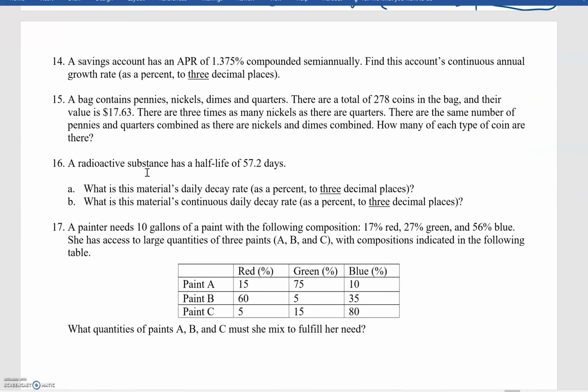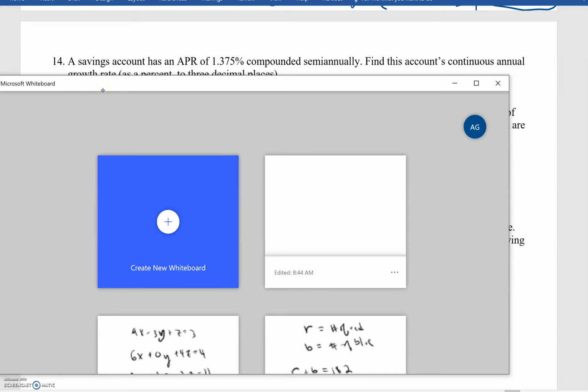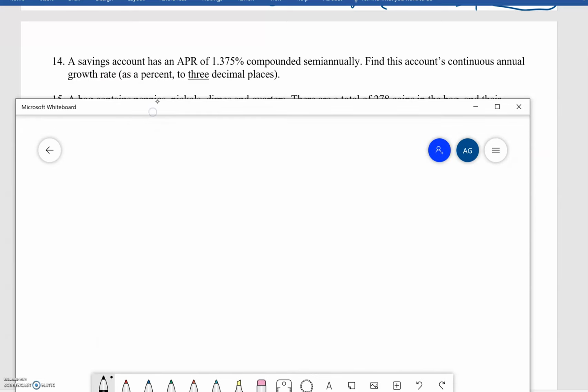A savings account has an APR of 1.375% compounded semi-annually. Find the account's continuous annual growth rate. So for this one, we've got a couple of things going on. We're going to have to use the compounding formula for semi-annual, and then we have to convert this somehow to a continuous rate. So I'm going to begin with the formula for compounded semi-annually.